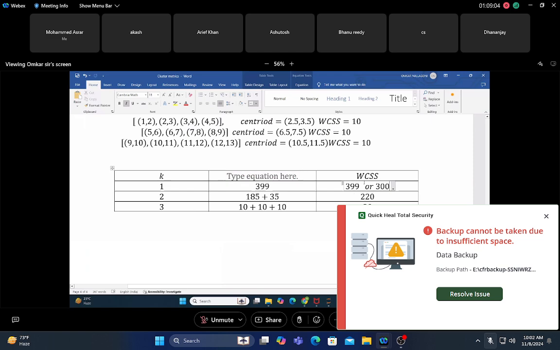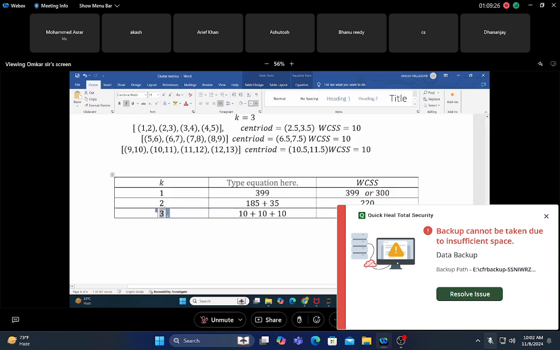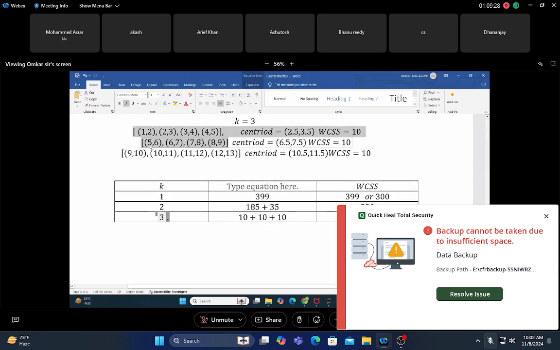What is the difference between 300 to 220? But 220 to 30? 180. So now if your k is equal to 4, then 28, 29 only will come. Then we are choosing that k is equal to 3 is the good cluster. Because 12 points are there, if you make 3 clusters, then that is good. Common sense also says that only. You can't take one like that.